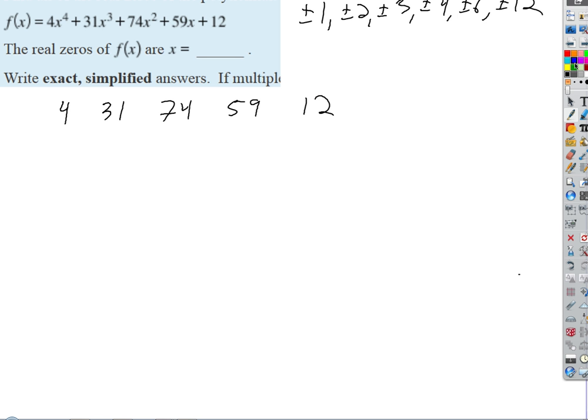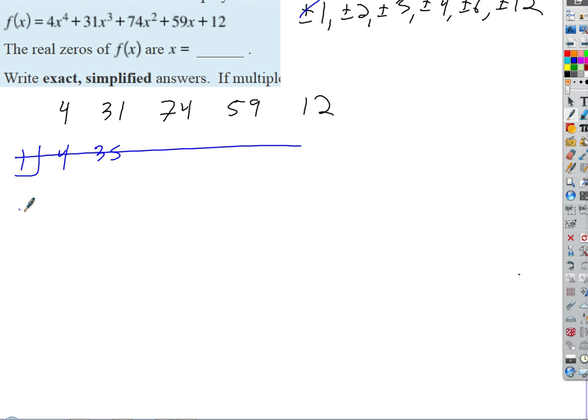Okay, and let's try 1 now. So what do I get here? 4. Now what? 35. Everybody see that? 4 plus 31 is 35. Okay, is this going to work? You can already see, how come this isn't going to work? Yeah, they're all positive. They're just getting bigger, aren't they? Right? So we can cross positive 1 off the list.